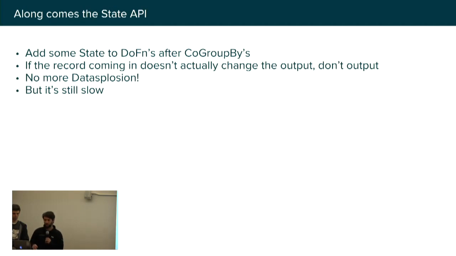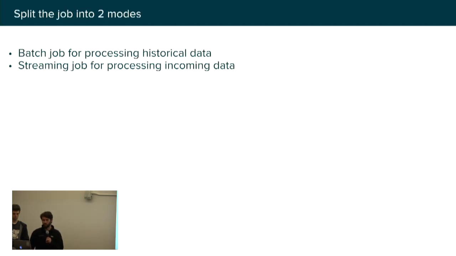But it was still slow. The reason it was still slow is because having a whole bunch of accumulating fired panes in global windows in a streaming job, and then firing all of the historical data at them, is fundamentally not what a streaming job is meant to do. It just keeps accruing resources as it views the historical data until it grinds to a halt. So we decided to run the job in two different modes: batch mode for processing historical data and streaming mode for processing incoming data.